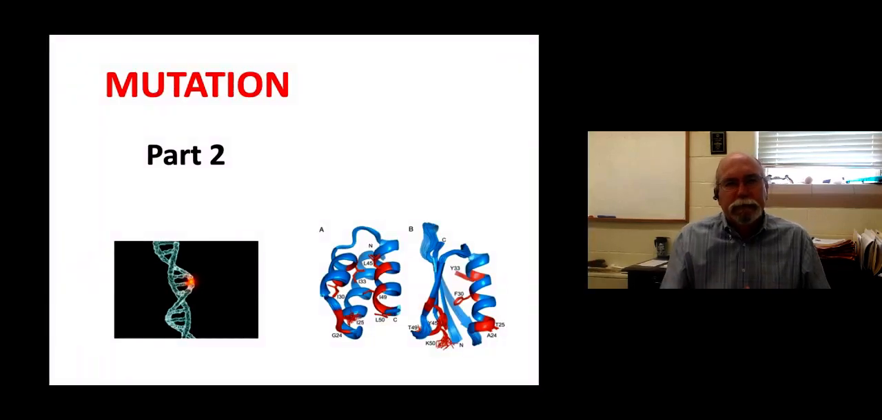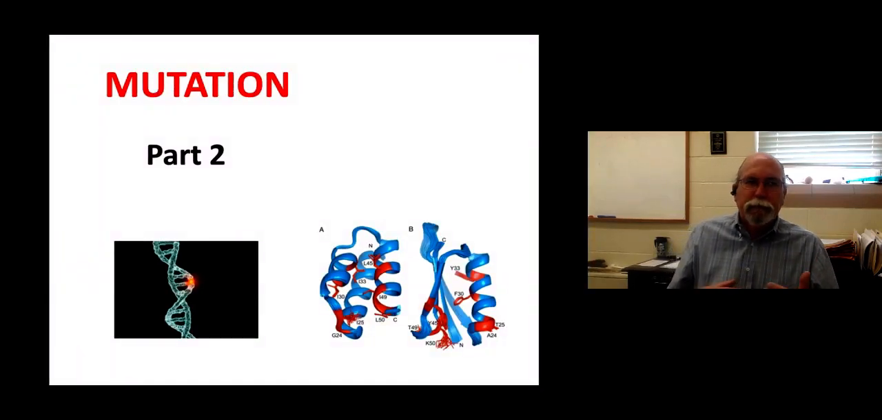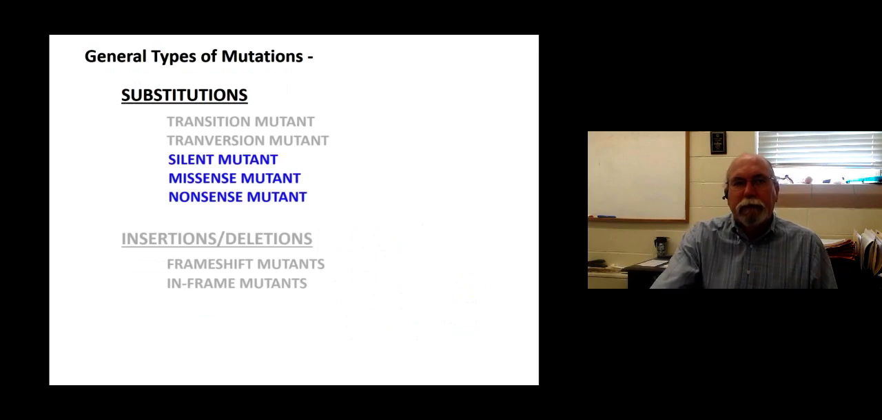All right, we've got our second lecture on mutation. In the first one, we introduced a couple of general ideas about mutation and mutation rate, and we talked about transition versus transversion mutations. At the end of that, I said, let's think about what happens if we have a transversion mutation or a transition mutation.